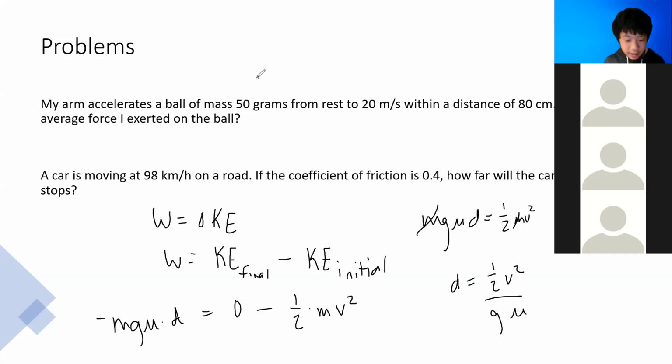And so my distance is 1/2 v squared over g mu. So let me just calculate that quickly. First we have to turn 98 kilometers per hour into meters per second. And that's going to be 27.2 meters a second, times 0.5, over 9.8 and 0.4. So it's going to skid 94.5 meters. Okay, any questions?